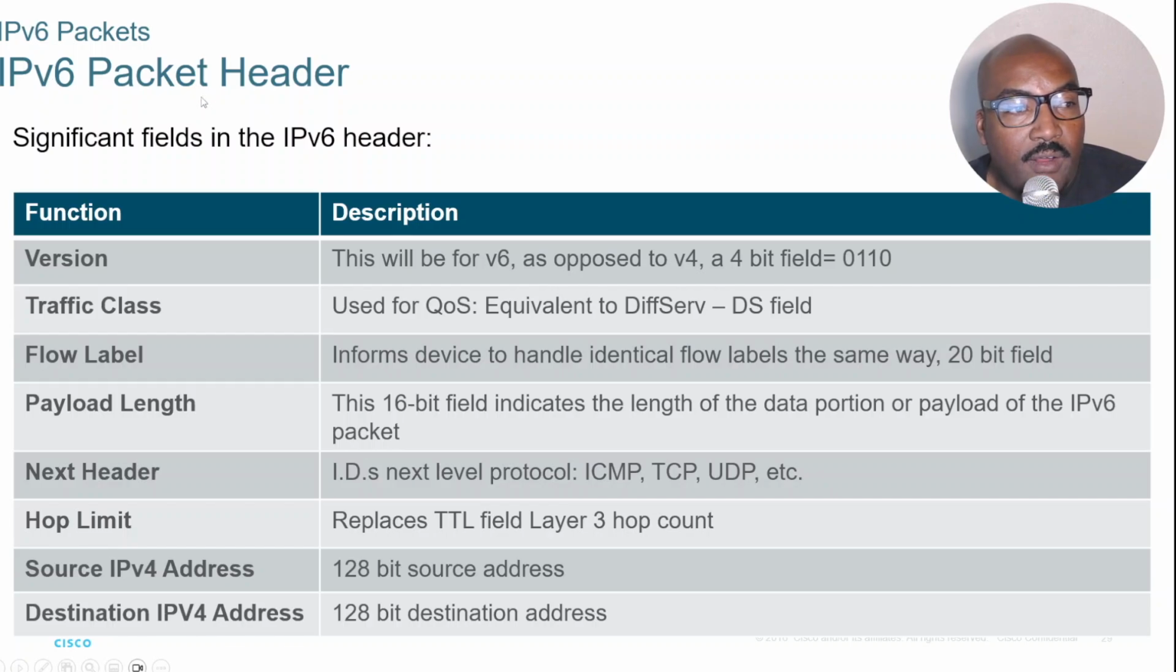So an IP version 6 packet header. Okay, we can look at the version. This will be V6 as opposed to V4. Okay, a 4-bit field. The traffic class is used for quality of service, equivalent to the DS field. The flow label, we have the payload length, 16 bits. We have the next header, which is ICMP, TCP, or UDP, Transmission Control Protocol and User Datagram Protocol. One is connectionless, one does require the connection. And then we have the hop limit, which replaces the time to live field, layer 3.